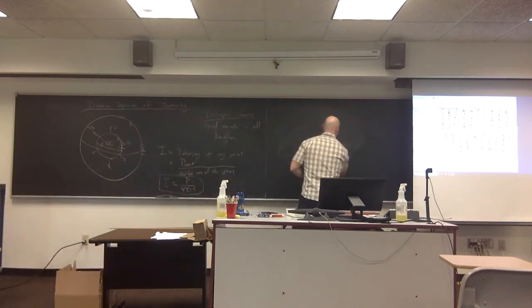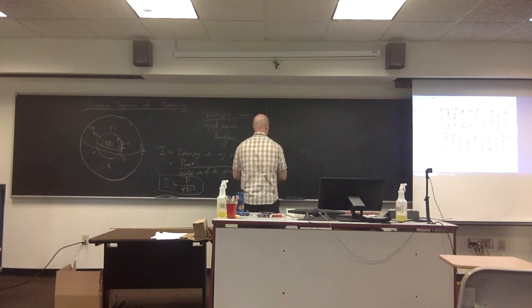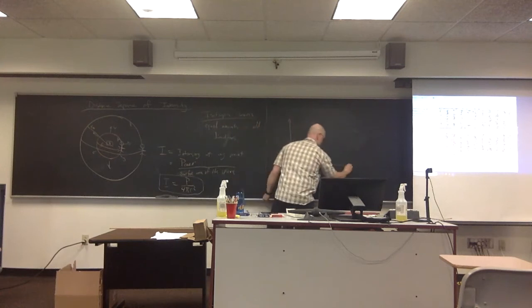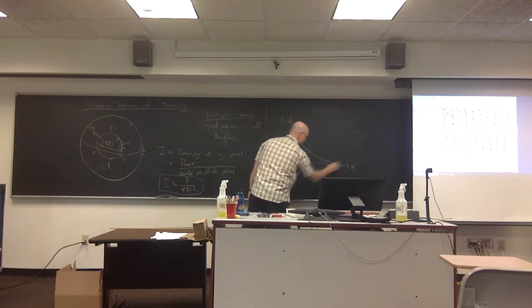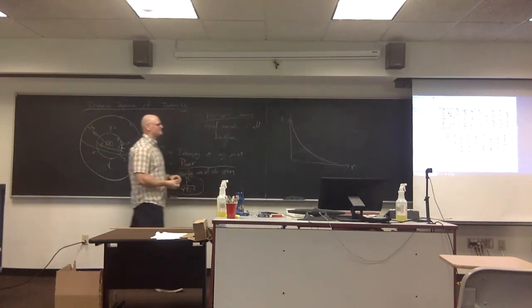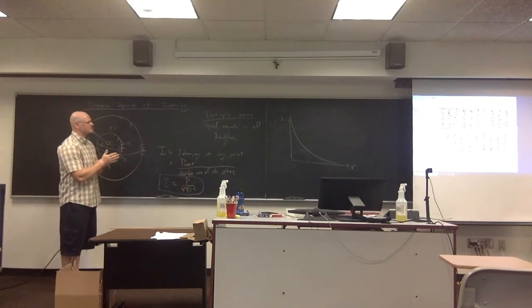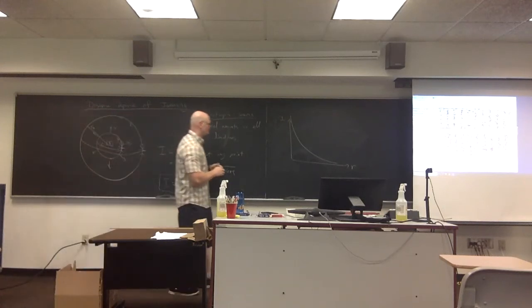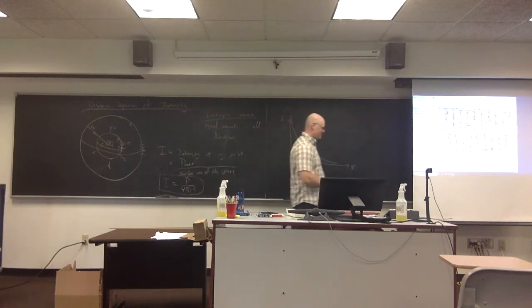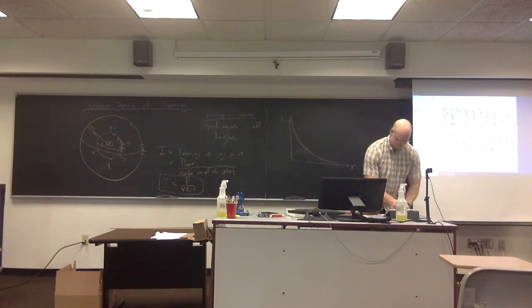So if I plotted the intensity versus position, this thing is going to do something like this. So this is the intensity versus the distance. The further I get away, the smaller amount of intensity I encounter. So let's use this and let's do an example.